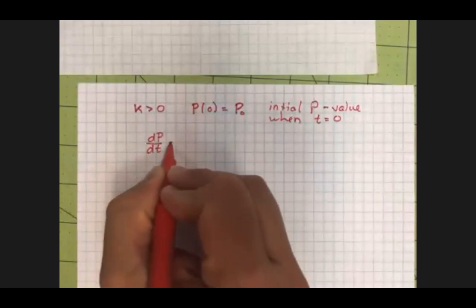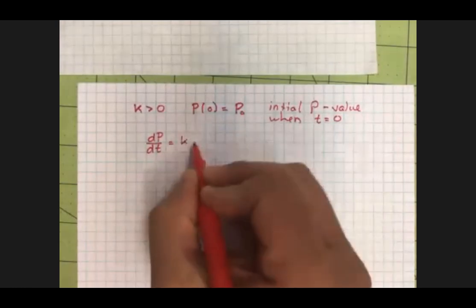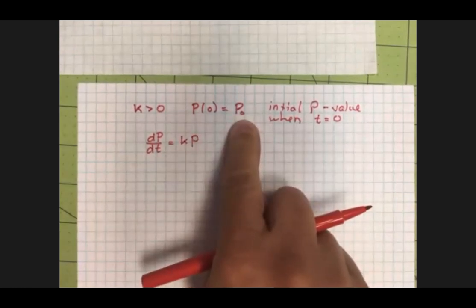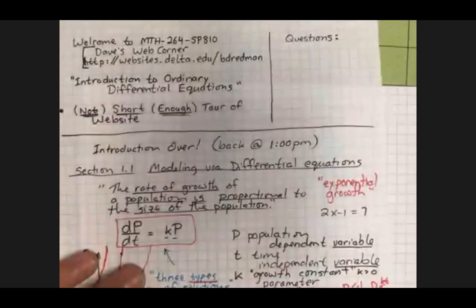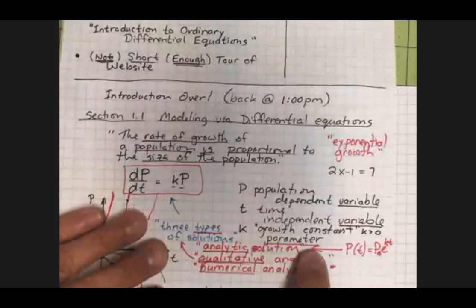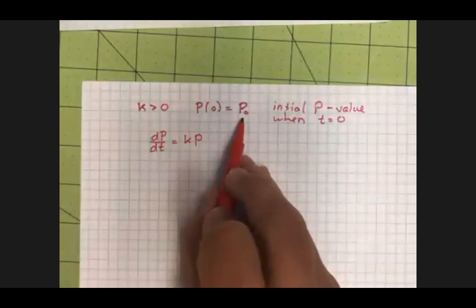Oh, by the way, P naught is what kind of thing? It's not a number yet until I tell you what it is. Remember our words right here? P naught is a parameter. It's not the variable we're searching for. It's some number, like how many rabbits did you put on the island at the beginning? So now I've introduced another parameter.